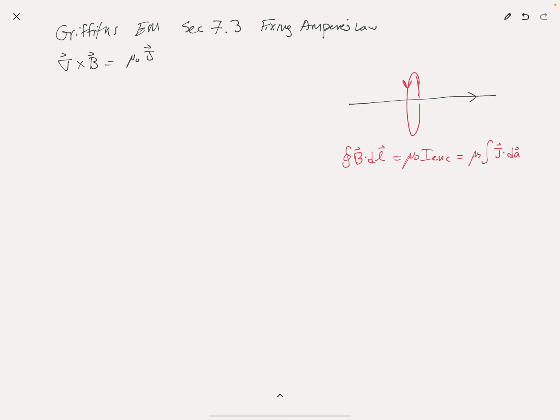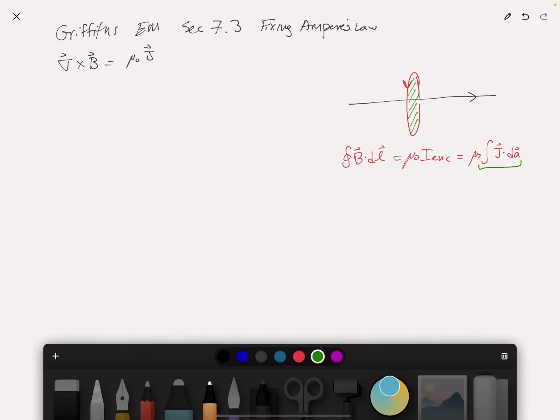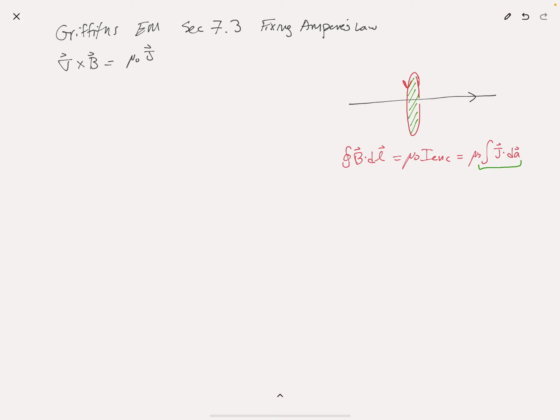Specifically, when I think about the current that's piercing the surface, it's the surface that's bounded by the loop that I've defined, right? So we've been writing it as something like this. Okay, so all of the current that goes through that green area is the current that goes through the surface, and that's fine. Okay, and we did this because it's the simplest possible surface for our loop. But it's not the only surface.